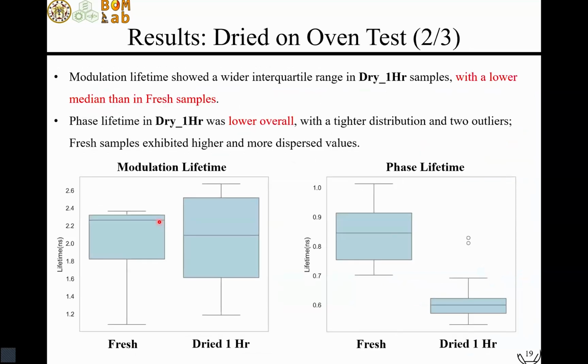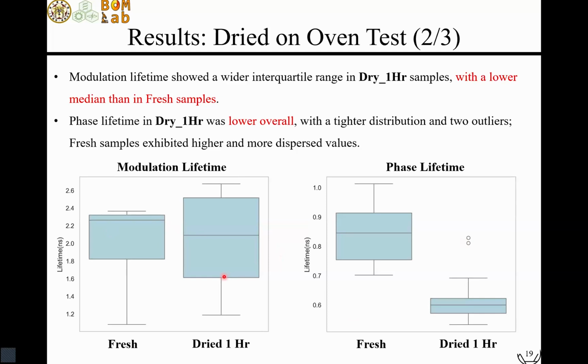So for our results, here is the oven test result. The left-hand side group is the lifetime estimated from the modulation, that's from the amplitude, which is more related to intensity measurement. And the right-hand side group is from the phase difference to estimate the lifetime. You can see that for every figure, the left-hand side is the control experiment, and the right-hand side is the leaves that underwent the oven treatment for 1 hour.